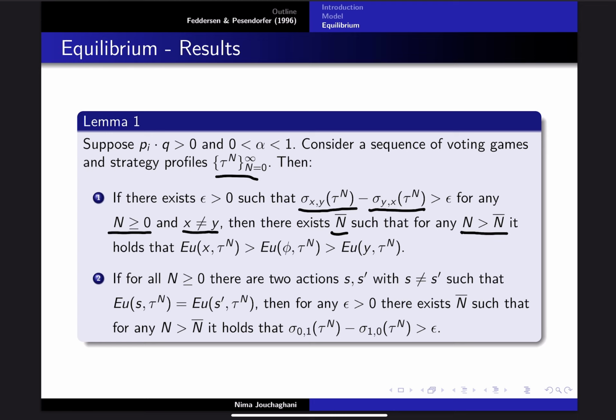For all the uninformed independent agents, it holds that the expected utility of voting for candidate X is strictly larger than the expected utility of staying absent and the expected utility of voting for candidate Y. So basically it's saying that if the probability for a mistaken vote is larger in state 1 than the probability of a mistaken vote in state 0, then all the uninformed independent agents should vote for candidate X. So this would be candidate 1 then.